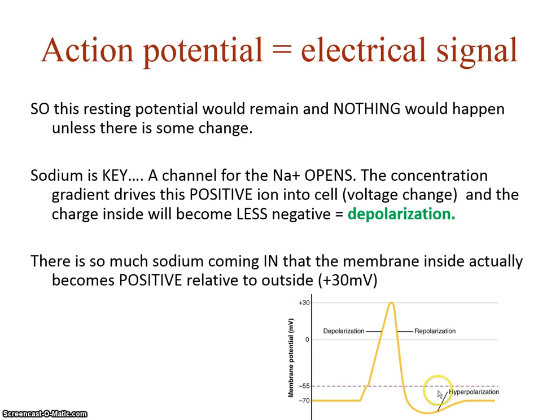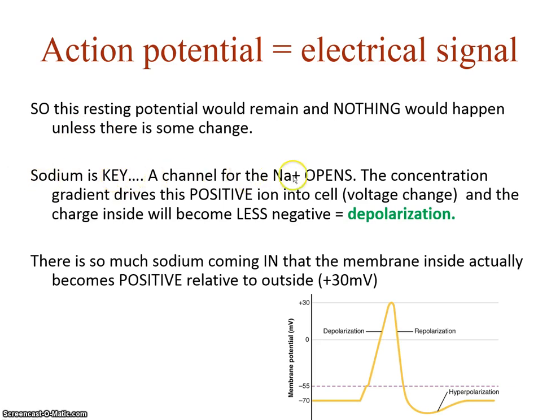All right? So keeping an eye on this, again, time on the x-axis. The action potential is an electrical signal, and it is going to result from an electrical change. So this resting potential would remain and nothing would happen unless there is some change. And the change is going to be in the distribution of sodium in this circumstance, though it's not exclusively what can happen, but we're going to start off with causing an action potential. And key to that is sodium.